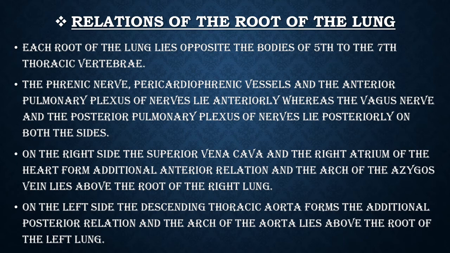On the right side, the superior vena cava and the right atrium of the heart form an additional anterior relation, and the arch of the azygos vein lies above the root of the right lung. On the left side, the descending thoracic aorta forms the additional posterior relation, and the arch of the aorta lies above the root of the left lung.